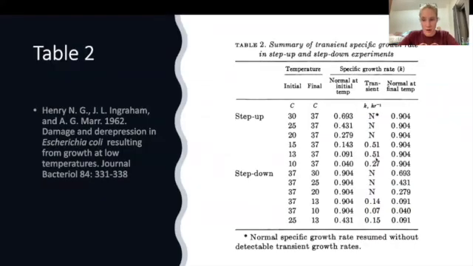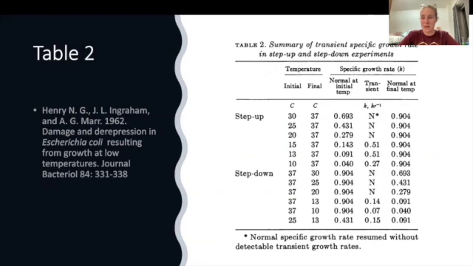The second part of this experiment looked at how different temperature changes affected the growth rate of the E. coli bacteria. This was done through a series of step-up or step-down experiments. This was the same process with putting the E. coli bacteria into different temperature baths and moving them to either a higher or a lower temperature. However, the temperatures that were used were different.